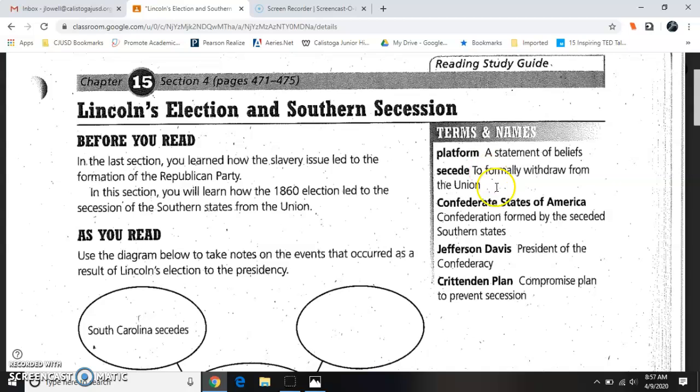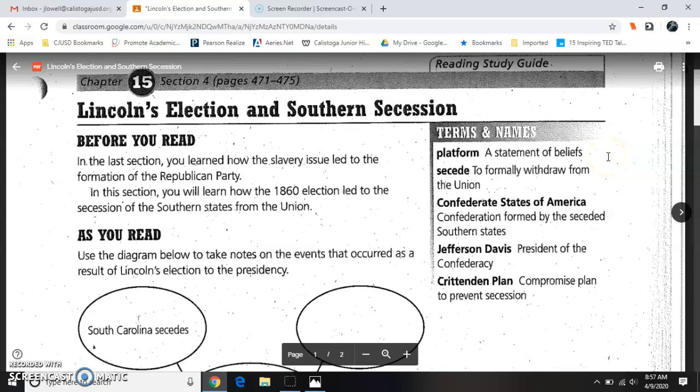We have some new terms here. Everyone say platform. In politics, this is a statement of beliefs. Political parties typically have a platform. It's basically their position on particular issues. In the case of this election, one platform issue that many parties had a position on was slavery. Today, a political party might have a platform on an issue like immigration.